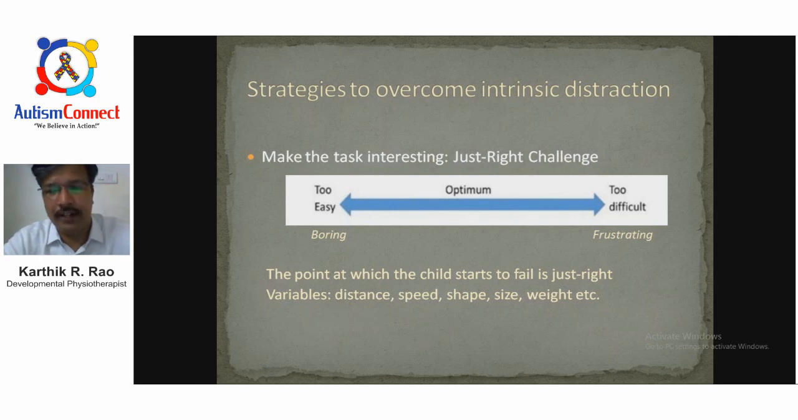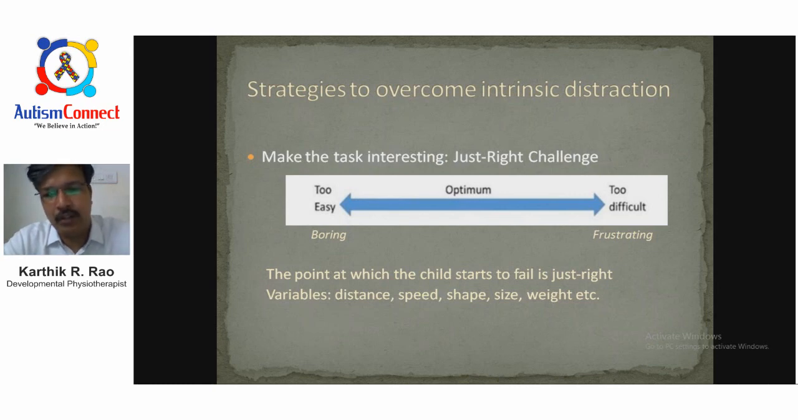So you'll always find that the child will do his best at the first sign of failure when he has had an experience of having tasted success all through. Okay, so if I look at the point I mentioned, the point at which the child starts to fail is just right. And here you will find that the just right point is not a static point. What do I mean by that?